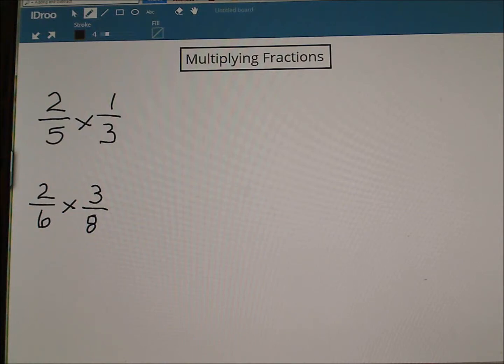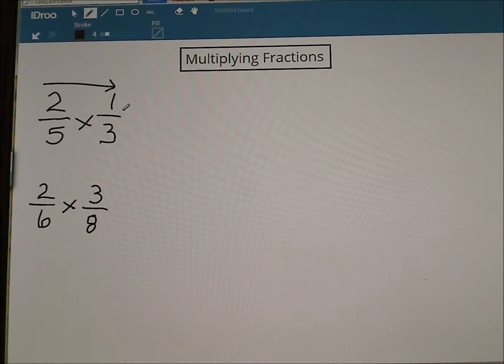This video will focus on multiplying fractions. When adding and subtracting fractions, you must have a common denominator. But when it comes to the multiplication of fractions, a common denominator is not necessary. All that you need to do is multiply your numerators and your denominators. You're going to multiply across. So one numerator times the other numerator, one denominator times the other denominator.